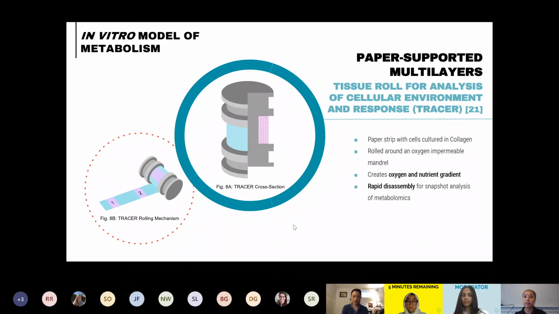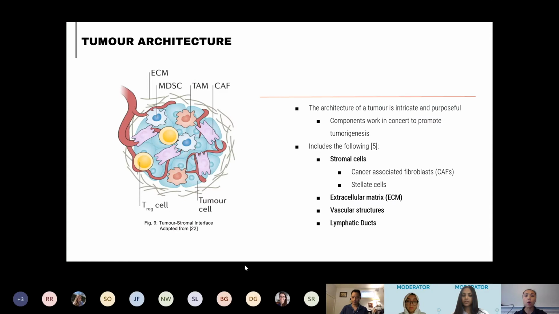Tissue roll for analysis of cellular environment and response, TRACER for short, is a paper scaffold embedded with tumor cells rolled around an oxygen-impermeable core. This generates oxygen and metabolite gradients that successfully mimic those found in vivo. After a set duration of time, TRACER can subsequently be unrolled in under a second and rapid snapshot analysis can be conducted. On to the next microenvironmental feature.